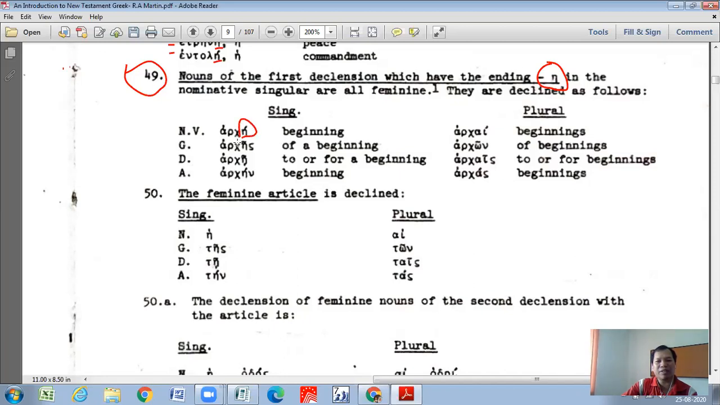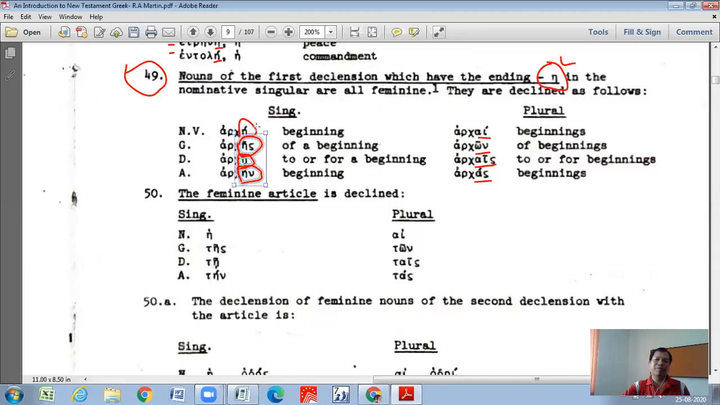Arche, nominative and vocative. Then arches, arche, archen. Then archai, archon, archais, arches. So this is the declension of first declension nouns ending in eta.